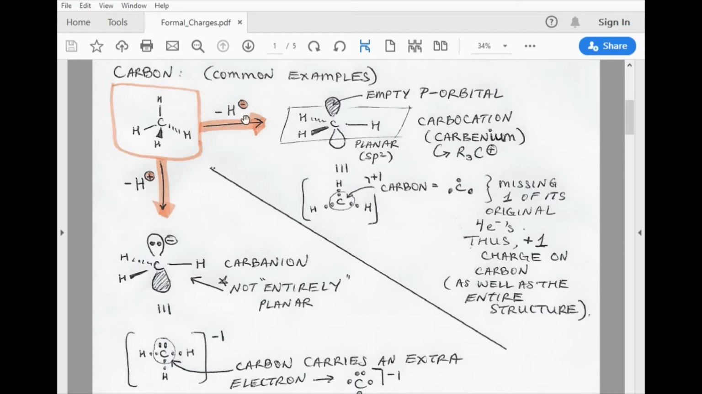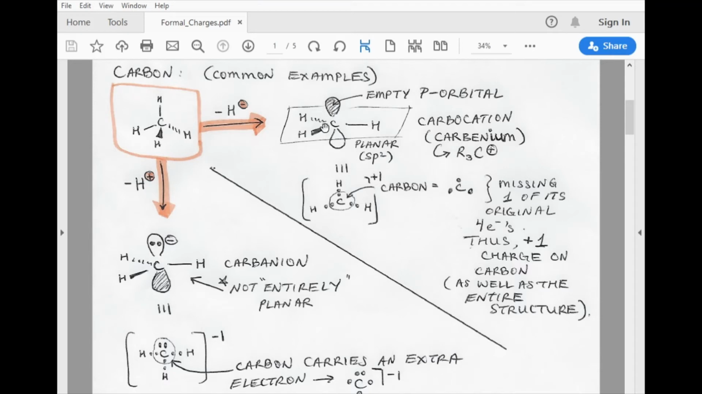What we end up having is it rehybridizes from an sp3 carbon center to an sp2 carbon center. And what will end up happening is, with losing that electron density, a p orbital now becomes vacant, and that allows for only 3 carbon-hydrogen bonds to be present.